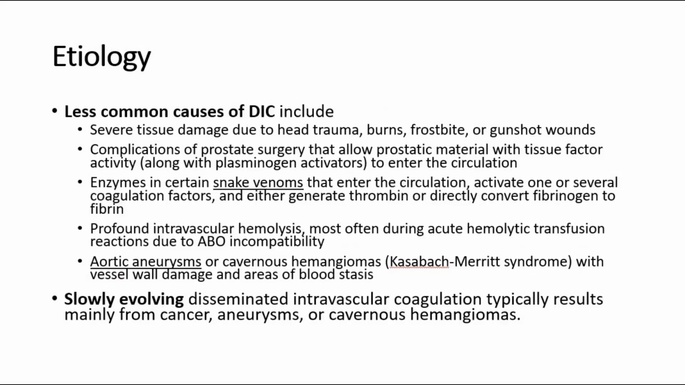Other less common causes include severe tissue damage due to head trauma, burns, frostbite, or gunshot wounds. Complications of prostate surgery that allow prostatic material with tissue factor activity to enter the circulation. Enzymes in certain snake venoms that enter the circulation. Profound intravascular hemolysis, most often during acute hemolytic transfusion reactions due to ABO incompatibility. Aortic aneurysms or cavernous hemangiomas with vessel wall damage and areas of blood stasis. Slowly evolving disseminated intravascular coagulation typically results mainly from cancer, aneurysms, or cavernous hemangiomas.